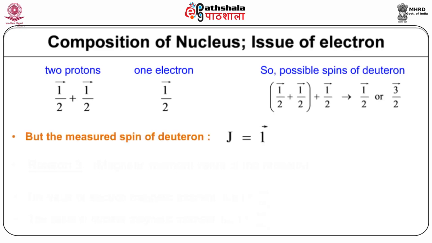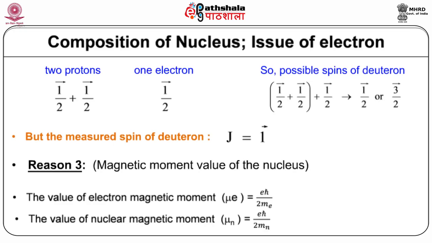But the measured spin of deuteron is 1 h bar. So it clearly shows that if we believe that electrons are inside the nucleus, or that the proton-electron theory of the nucleus is correct, then the spin has to be either 1/2 or 3/2. But experimentally, the deuteron spin is measured to be 1 h bar, which is an integral spin. So on the basis of this addition of angular momentum also, we can say that the proton-electron theory was not possible.